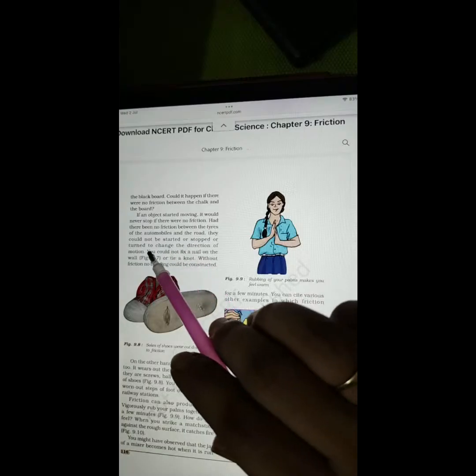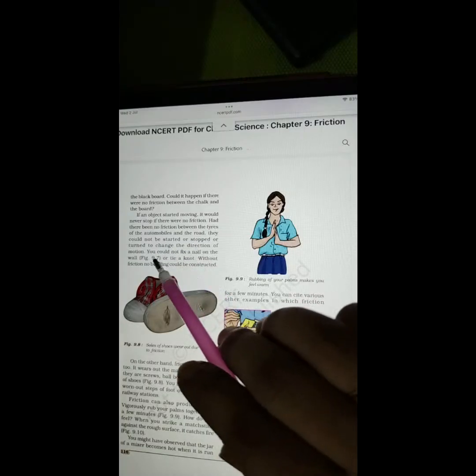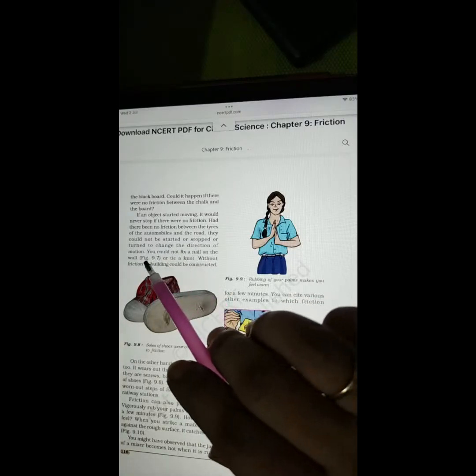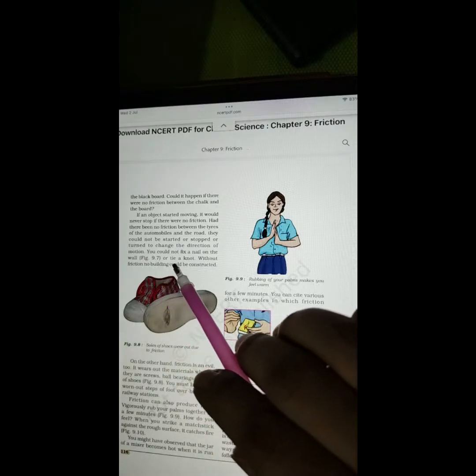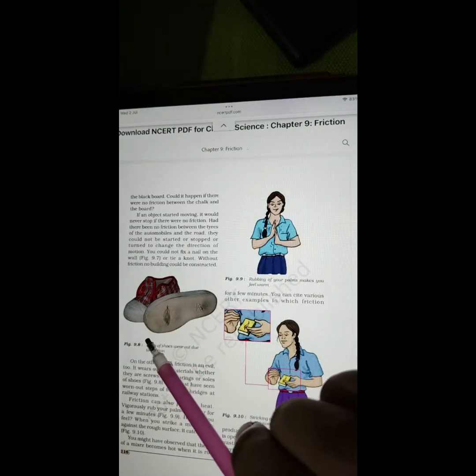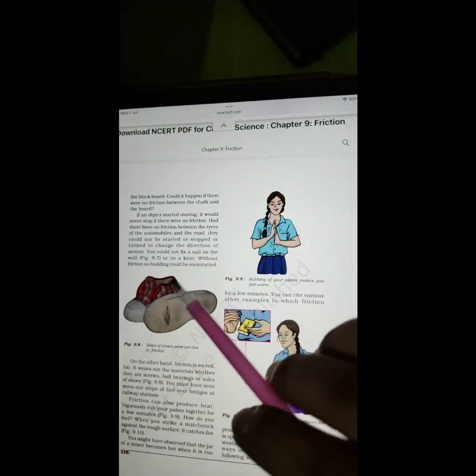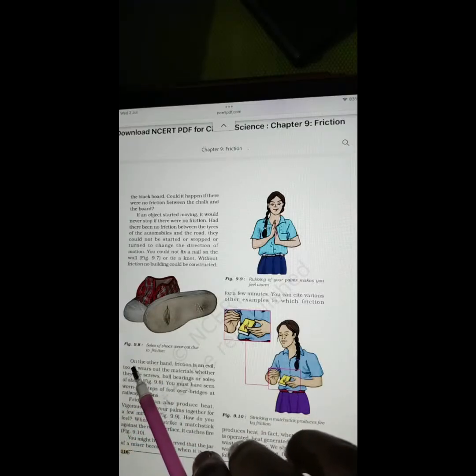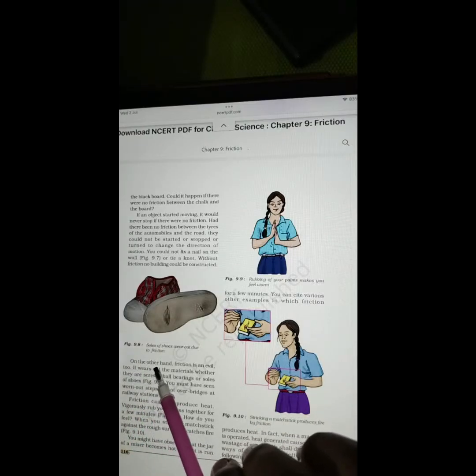Had there been no friction between the tires of the automobiles and the road, they could not be started or stopped or turned to change the direction of the motion. You could not fix a nail on the wall, as seen in figure 9.7, or tie a knot. Without friction, no building could be constructed. Figure 9.8 is showing you the soles of shoes wear out due to friction.